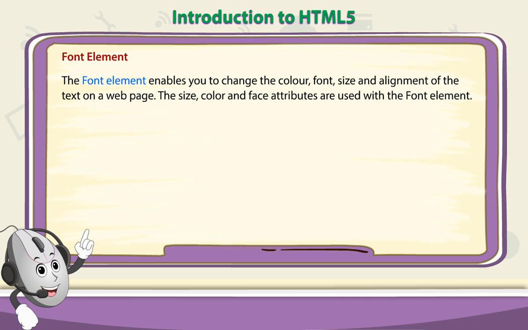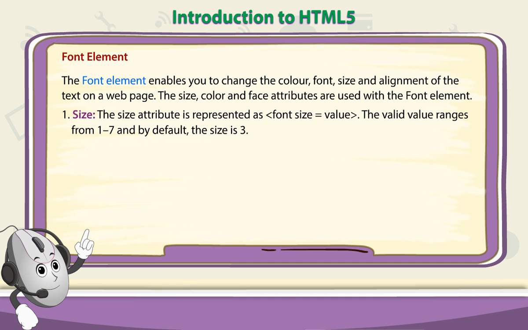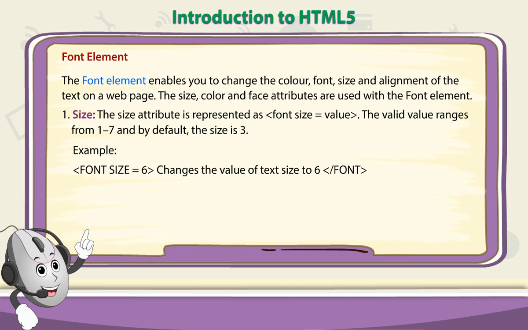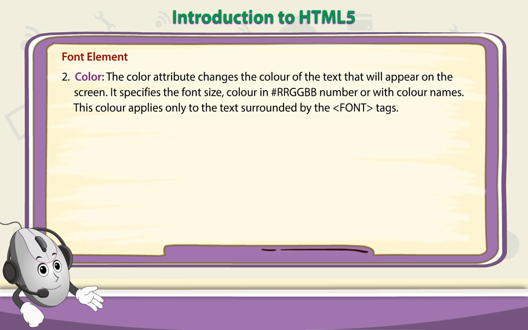Font element. The font element enables you to change the color, font, size and alignment of the text on a web page. The size, color and face attributes are used with the font element. 1. Size. The size attribute is represented as font size equal to value. The valid value ranges from 1 to 7 and by default the size is 3. Example, font size equal to 6 changes the value of text size to 6, /font.